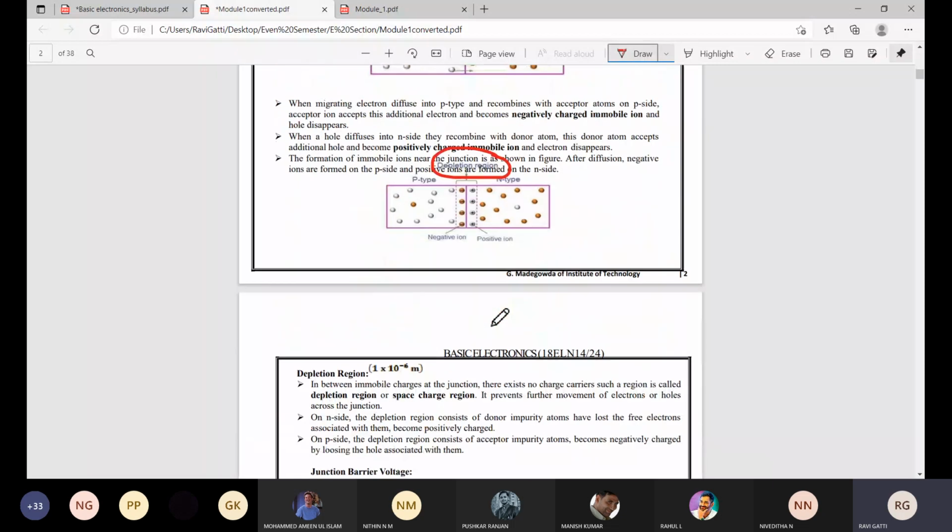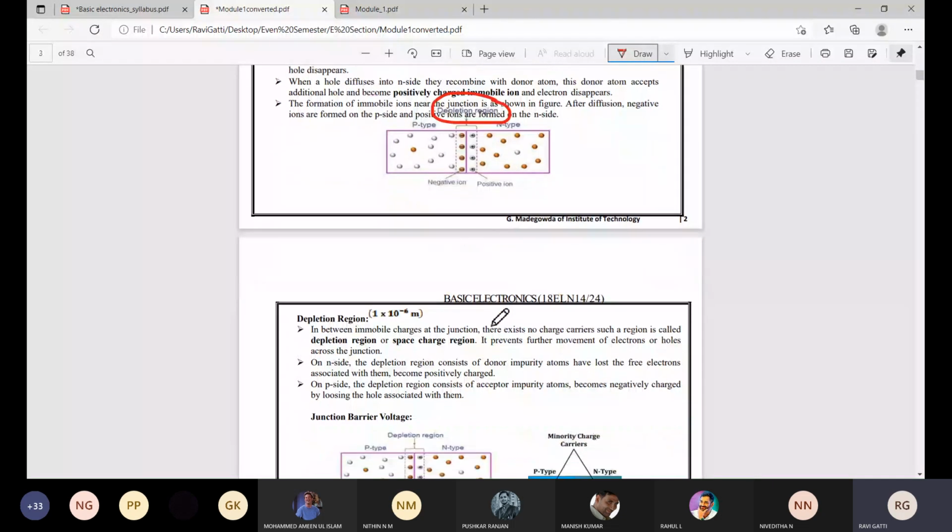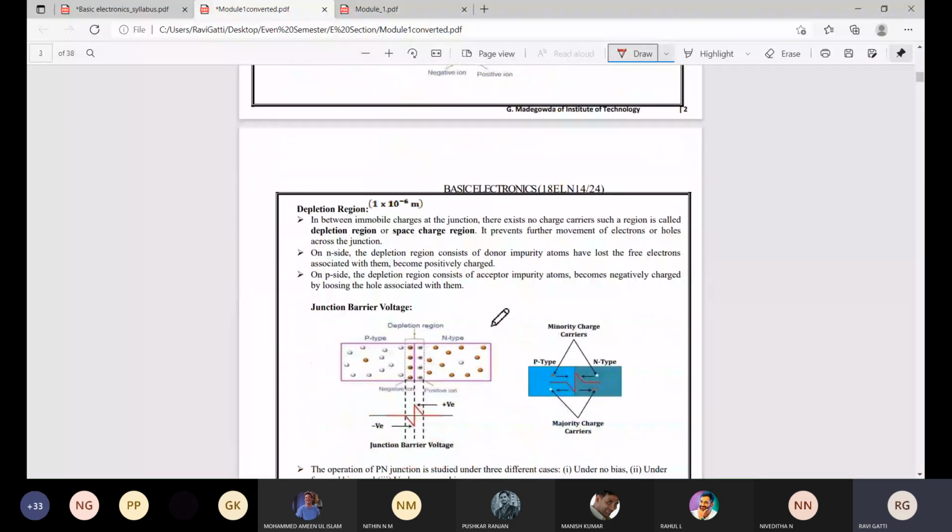Okay, so now you can see how this region has been created and what the range of this region is. The depletion region will be of the order of 1 into 10 power minus 6 meter. So the width of this depletion region is of the order of 1 into 10 power minus 6 meter. We call this a depletion region.